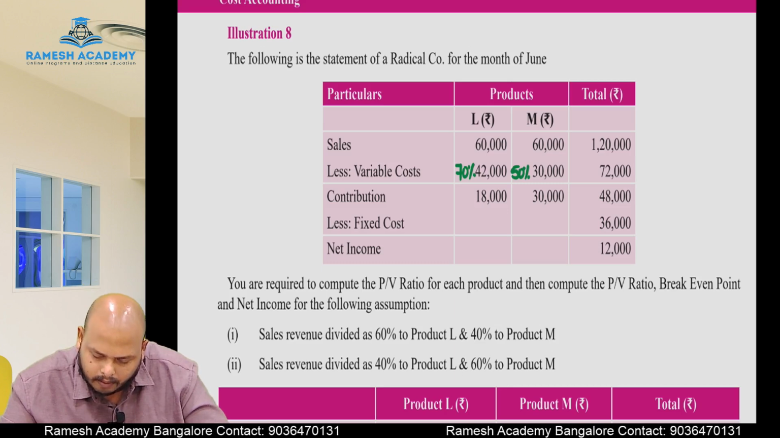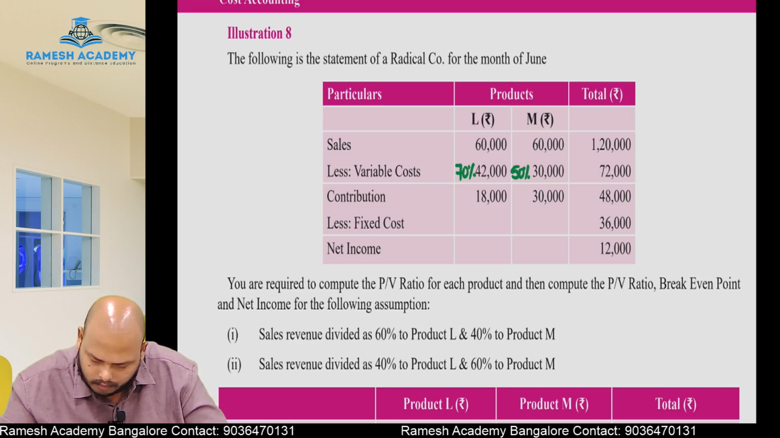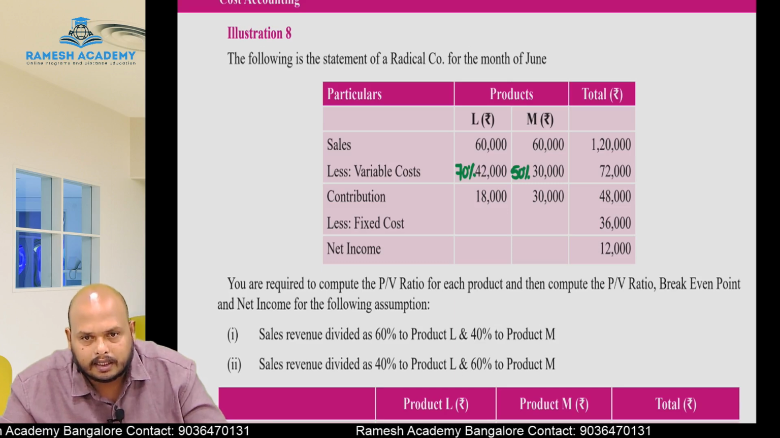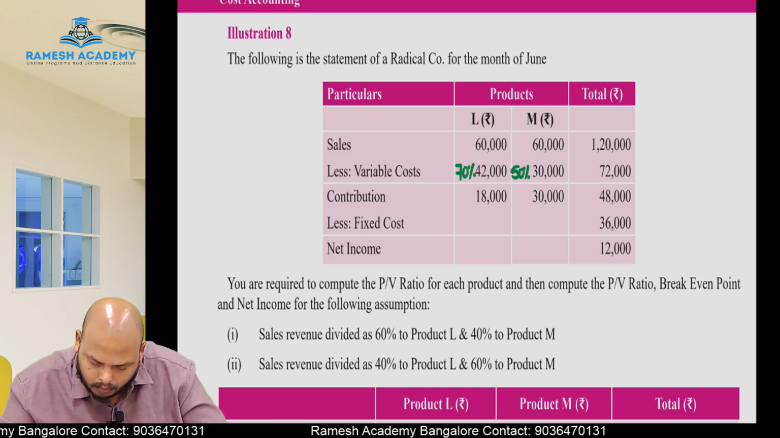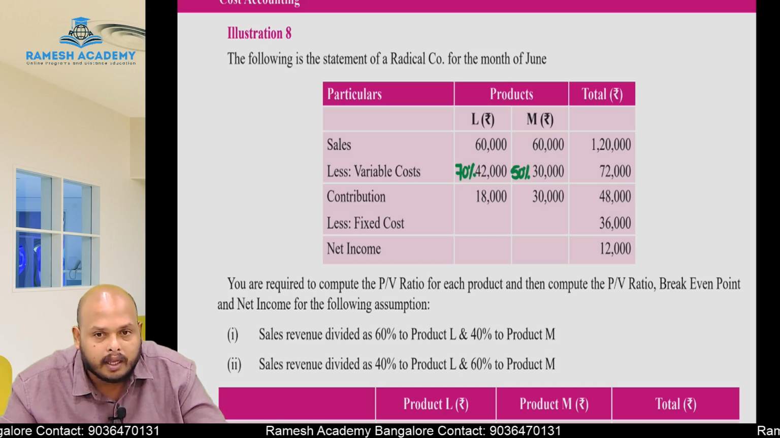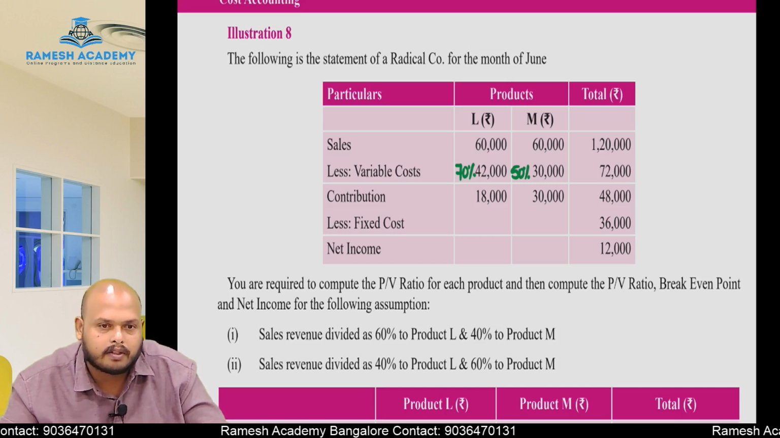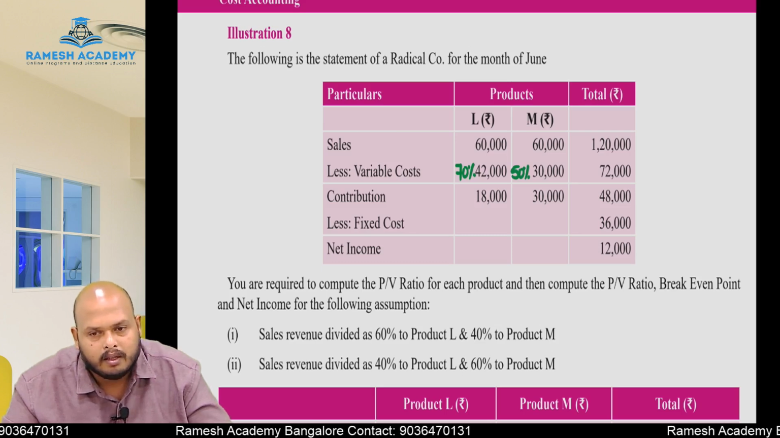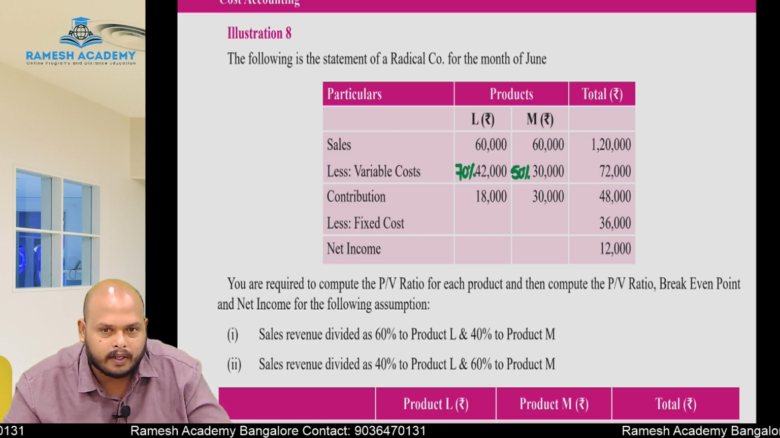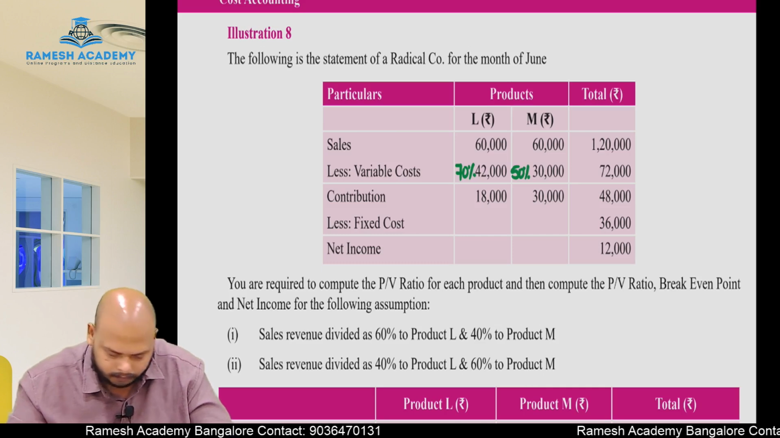Sales minus variable cost is contribution. So 60 minus 42, 18. 60 minus 30, 30. So total 18 plus 30, 48. And they give fixed cost. They did not give fixed cost for product L and product M separately. They give overall 36,000. Okay?